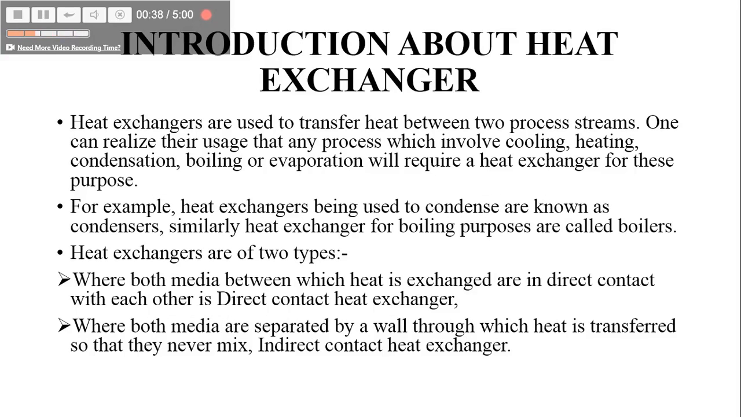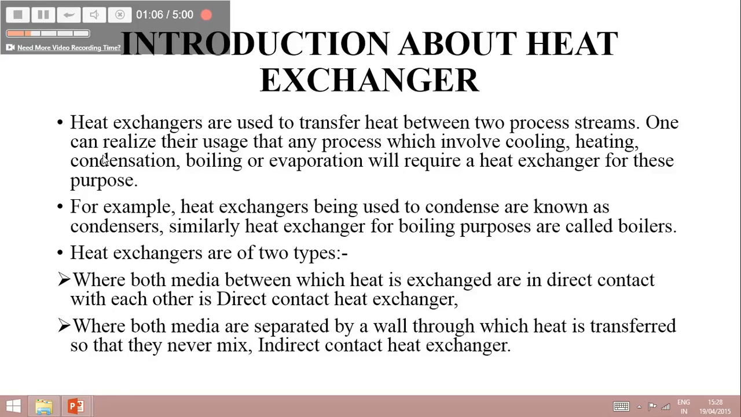Introduction about heat exchanger. A heat exchanger is a device used to transfer heat between two process streams. Heat exchangers are of two types. When both media between which heat is exchanged are in direct contact with each other, it is called a direct contact heat exchanger. Where both media are separated by a wall through which heat is transferred so that they never mix, it is called an indirect type heat exchanger.